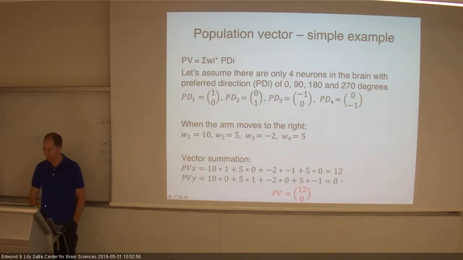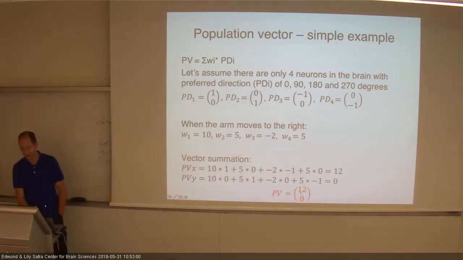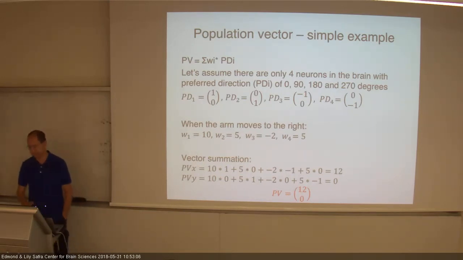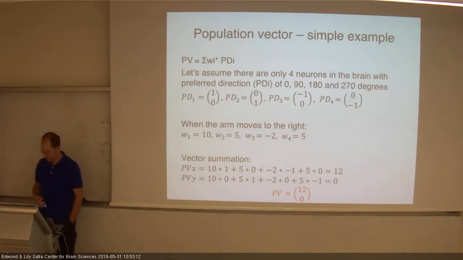So that's the example. So we get the population vector is 12, 0. It has a direction and an amplitude that will tell you the direction and amplitude of movement. A really simple idea, almost a very naive idea. Because it's so simple, it's still with us even after 30 years or even more.